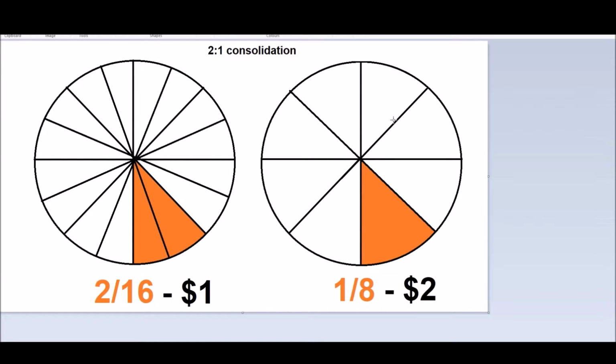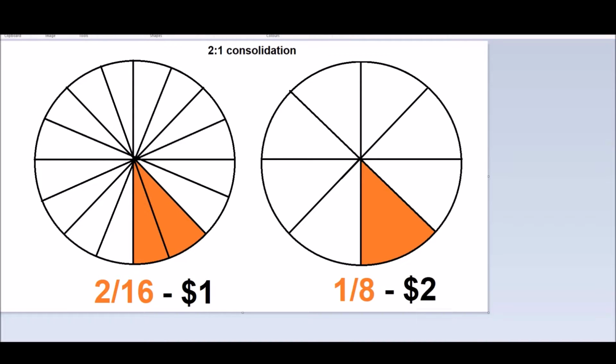This is what the company now looks like. They only have 8 shares available. Your 2 shares becomes 1, but you still own the same percentage of the company. You still own the same slice of this pie. And your valuation doesn't drop. So you owned $2 here, and now you own $2 still. So that's what a consolidation looks like.